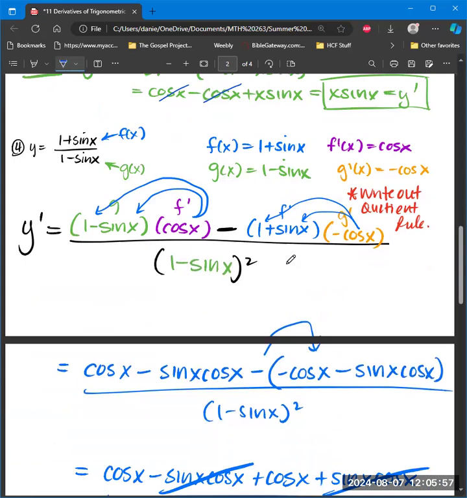Now let's deal with this quotient, and we have a u over v situation. Again, in class we did f over g, so let's go ahead and do that.